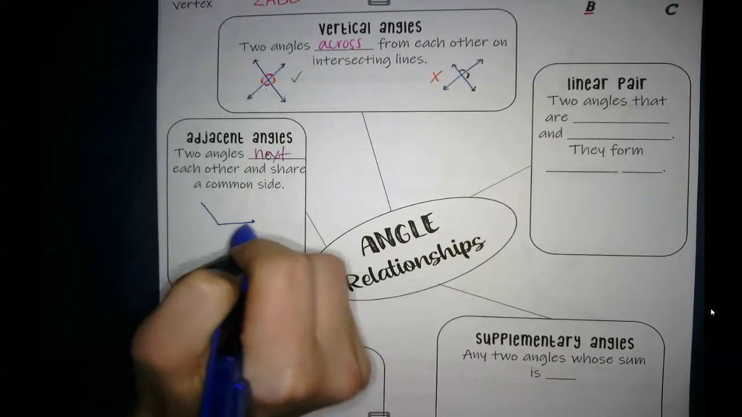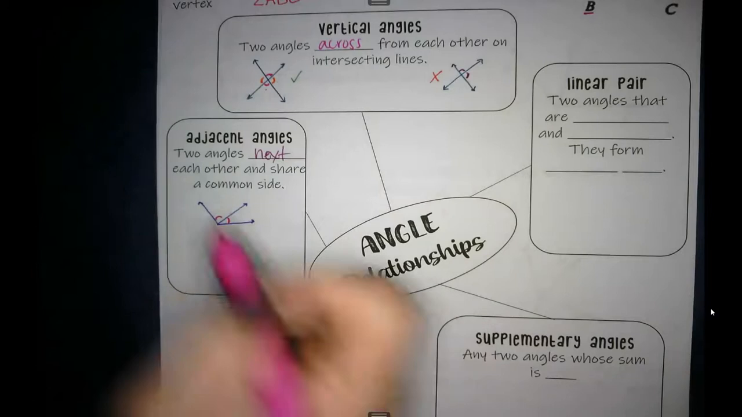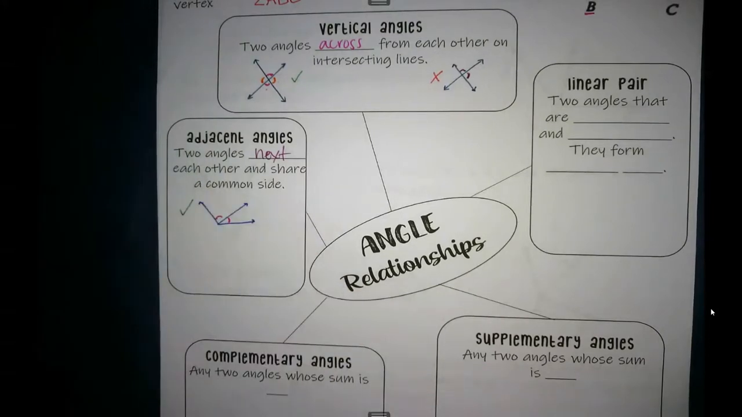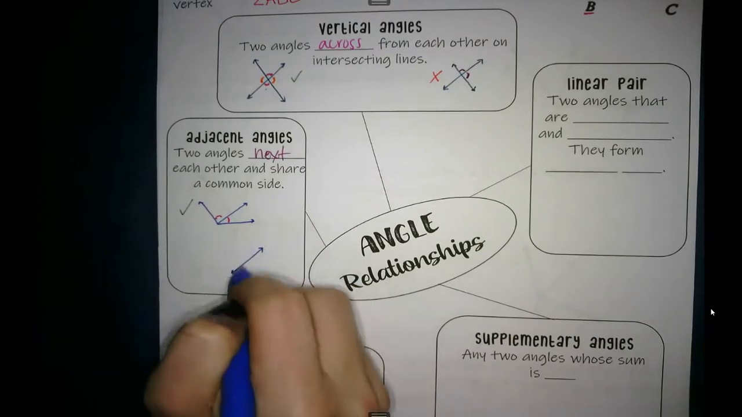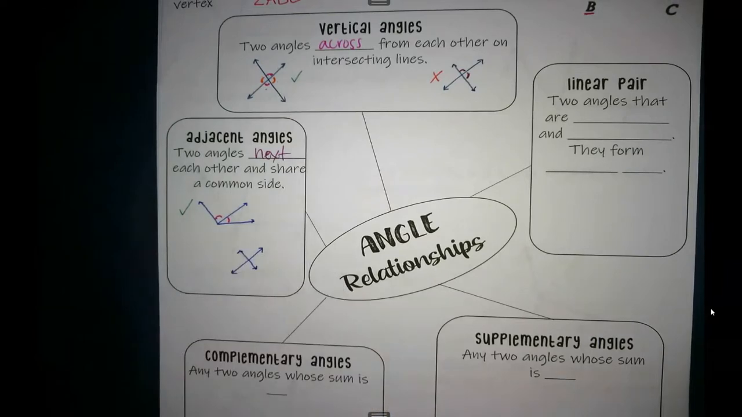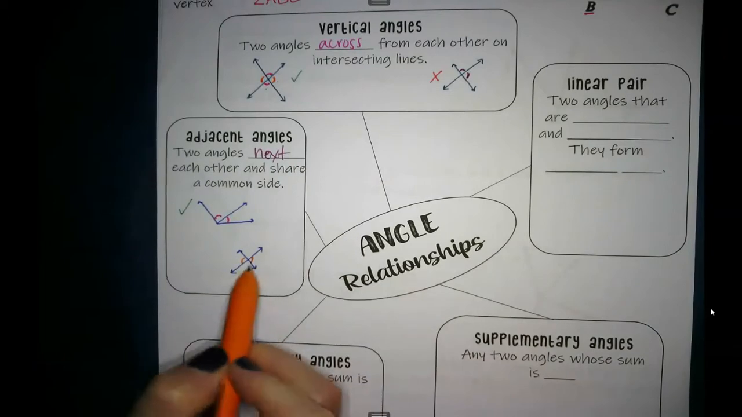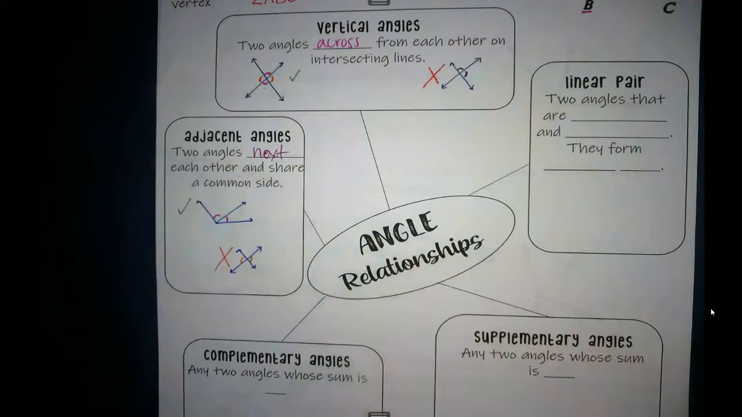If we've got something that looks like this, and we've got this angle and this angle, you see how they are next to each other and share that common side? That is adjacent angles. What's not adjacent angles? I've got something like this, and this angle and this angle. Those are not adjacent because they are not next to each other. Let me make this X a little bit bigger. All right, moving right along.